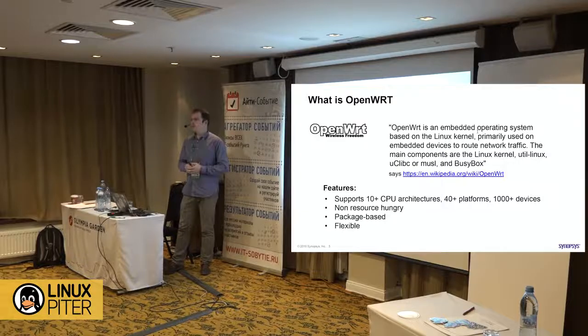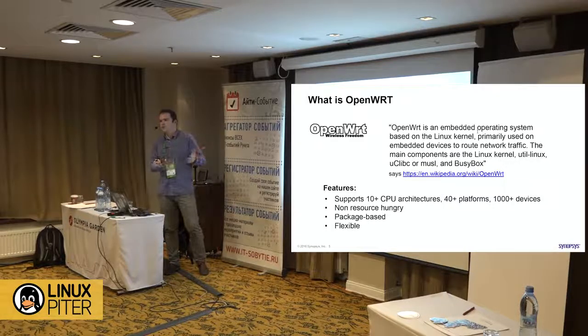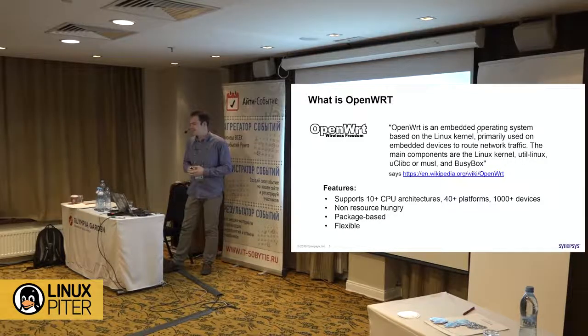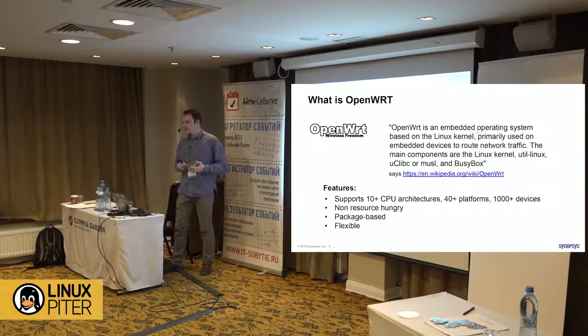And what is that thing? Again, I think Pavel mentioned it today, a pretty obvious thing. If something is mentioned on Wikipedia, why don't we just use that definition? So OpenWRT is an embedded operating system based on the Linux kernel, primarily used in embedded devices to route network traffic. The main components are the Linux kernel, uClibc, musl, and BusyBox.